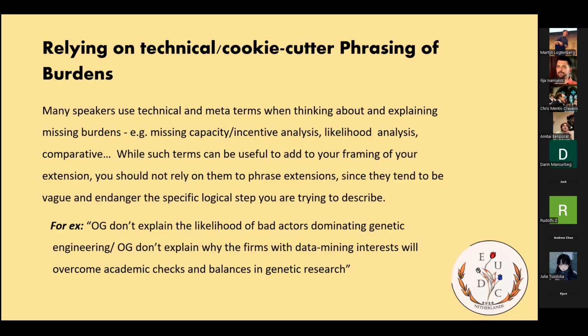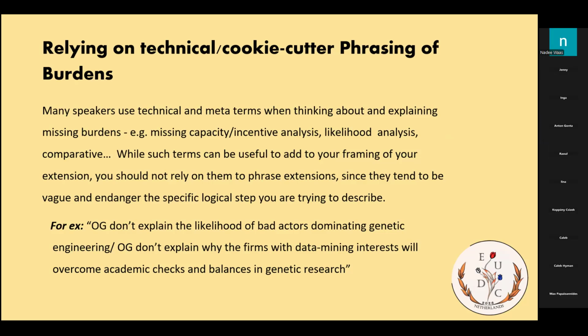So a more specific phrasing that's relevant to the round and uses the terminology of the motion rather than meta terminology forces you to be more specific about what your top half has missed. So here, when you explain maybe OG don't explain why firms with data mining interests, I mean, they have said they exist and they're powerful and they have strong interests, but they don't explain why they overcome academic checks and balances, which is specific to research and specific to the actors that have already been mentioned in the motion.